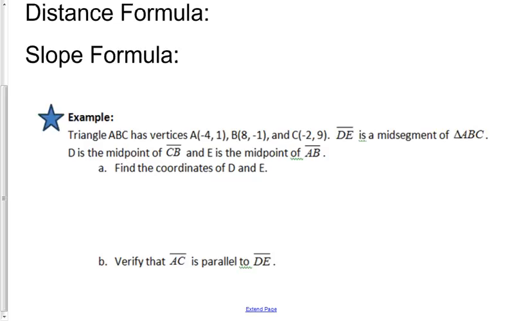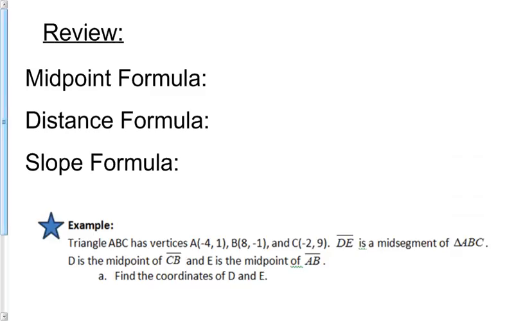Segment DE. I don't even have a graph right now, but DE is a mid-segment of triangle ABC. D happens to be the midpoint of CB, and E is the midpoint of AB. So find the coordinates of D and E. Again, we're going to have to know the midpoint formula. And we're going to have to verify that AC is parallel to DE. So to do that, we're going to have to find slopes. Sometimes we're also going to have to use the distance formula, so that's why I wanted to review these 3 things.